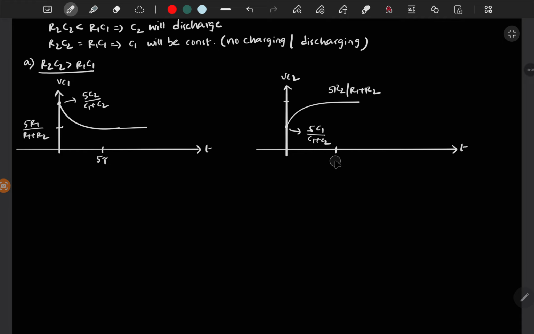We can't say this is exactly 5 time constants, because this is not discharging from some initial voltage to 0, and this is not charging from 0 to some other voltage, right? So we derived that 5 time constants applies when it is discharging from some initial voltage to 0, and when it is charging from an initial voltage of 0 to some other final voltage. So this we cannot say.